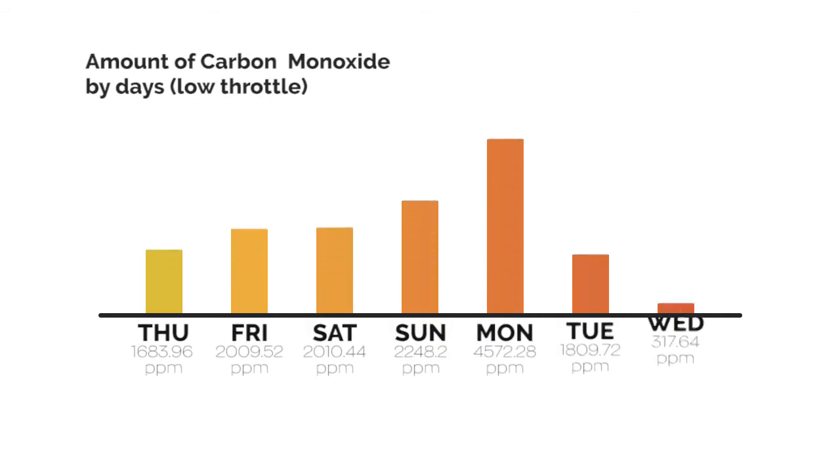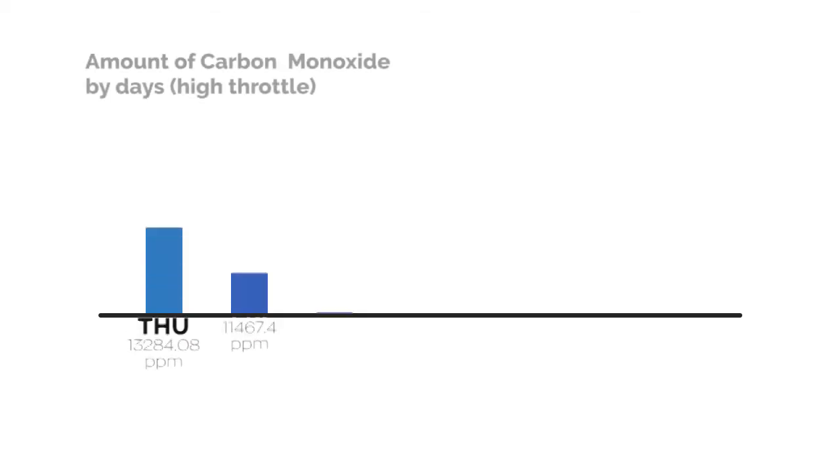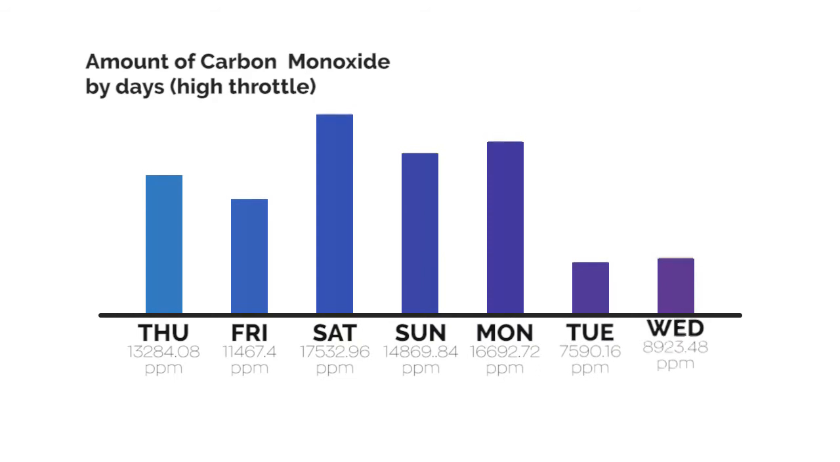The results showed that vehicles in low throttle emitted the highest amount of carbon monoxide on Monday. The results showed that vehicles in high throttle emitted the highest amount of carbon monoxide on Saturday.